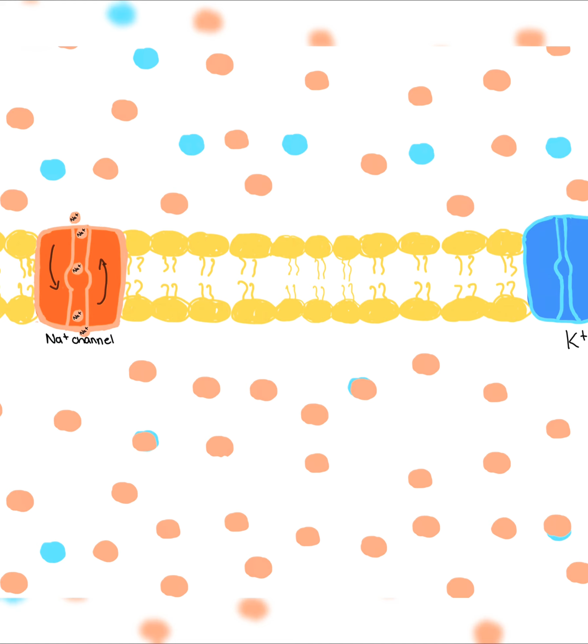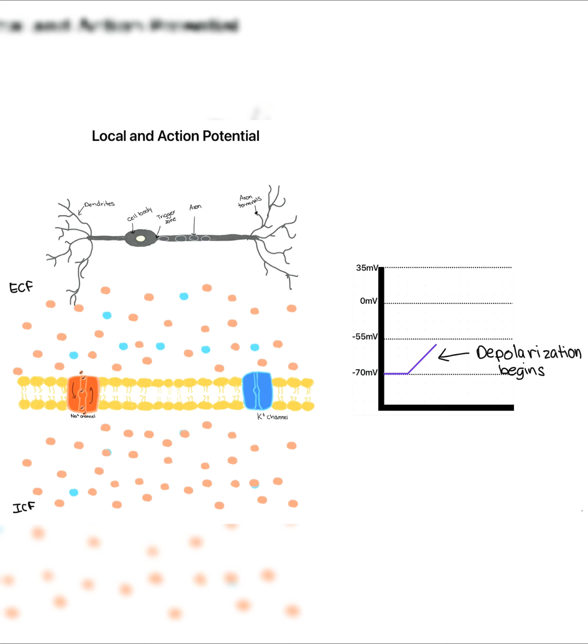Local potentials are graded, meaning that they vary in magnitude depending on the strength of the stimulus, and their signal gets weaker with distance. Local potential is reversible. It can return to the resting membrane potential if the stimulation stops before reaching that threshold.